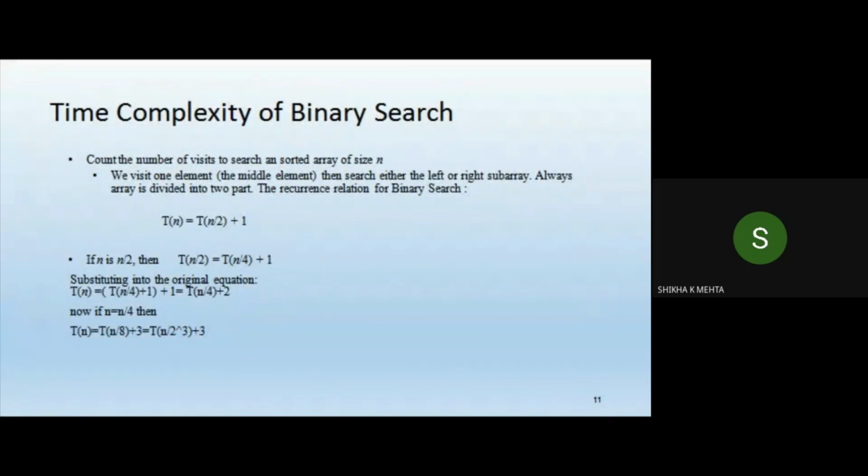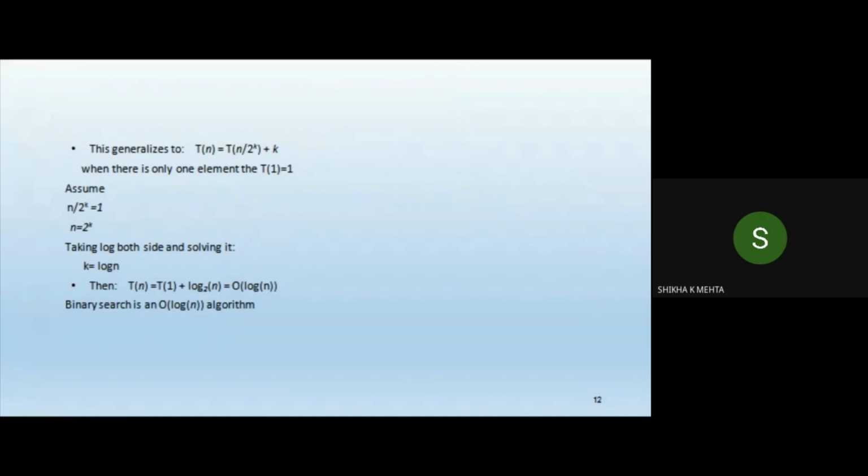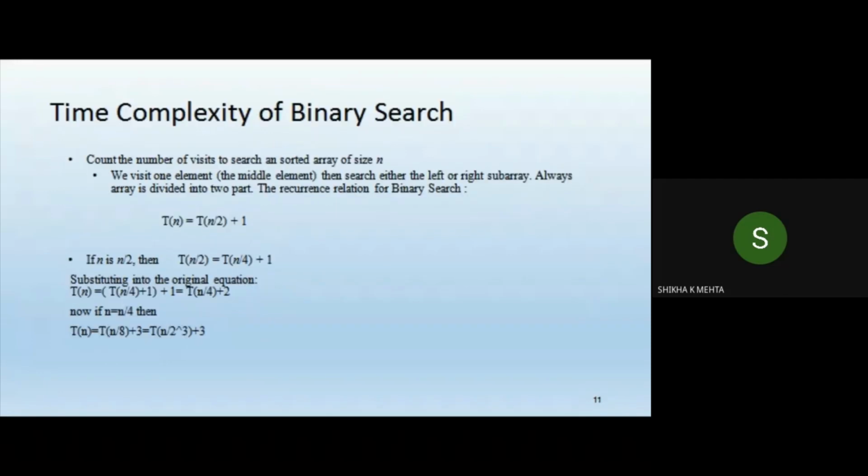When we keep on iterating this process, we are able to find one pattern. This pattern becomes T of n is equal to T of n by 2 power k. When we are writing T of n is equal to T of n by 2, this is 2 power 1, then n by 4 is 2 power 2, n by 8 is 2 power 3. And also the constant value is equal to the power of 2.